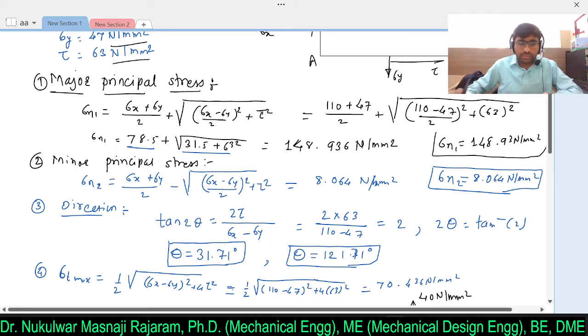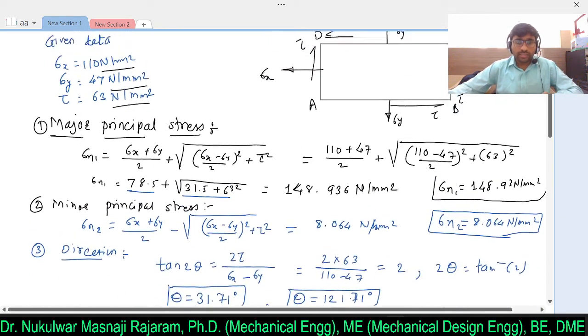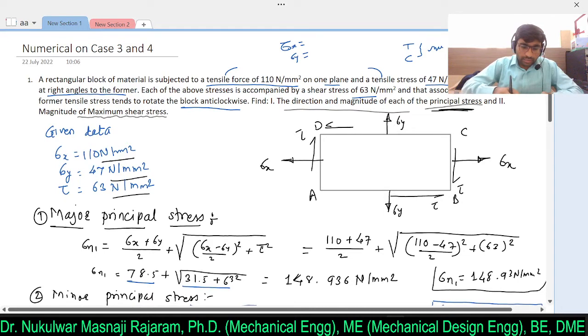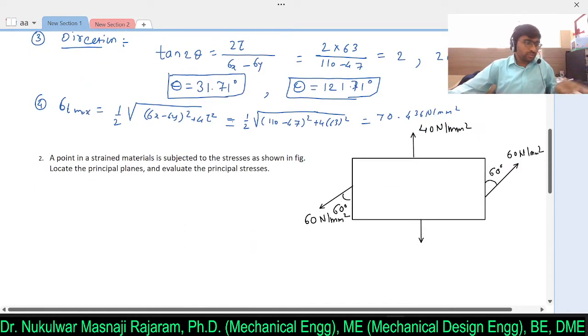So these are the answers for this problem. I hope you understand this simple formula, in which there are two mutually perpendicular forces acting on this body along with a simple shear stress. Now let's go to the next problem.